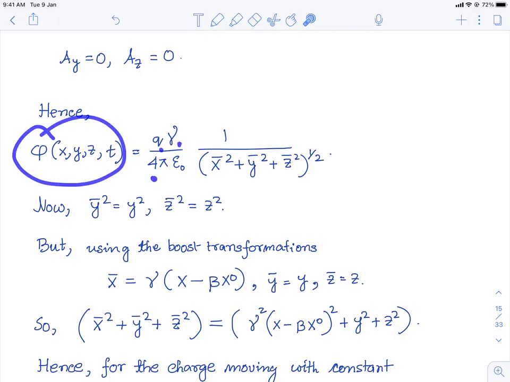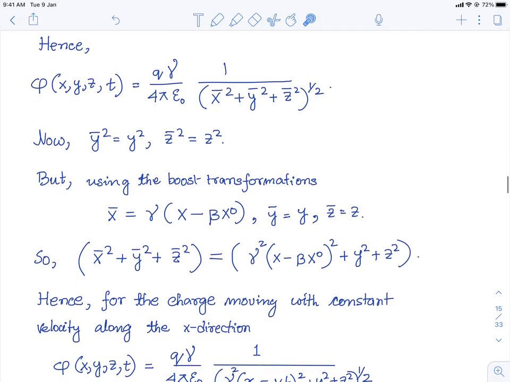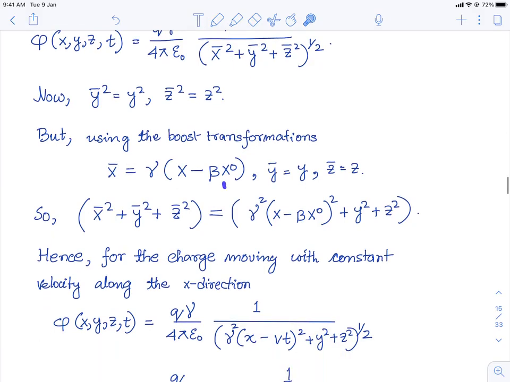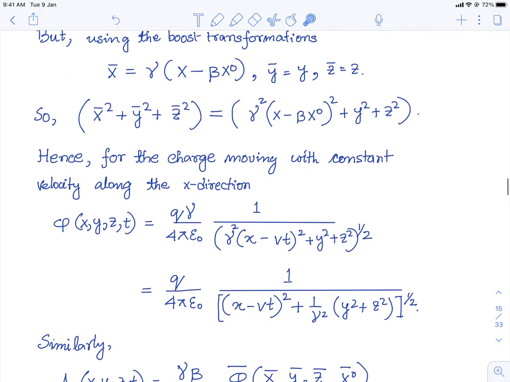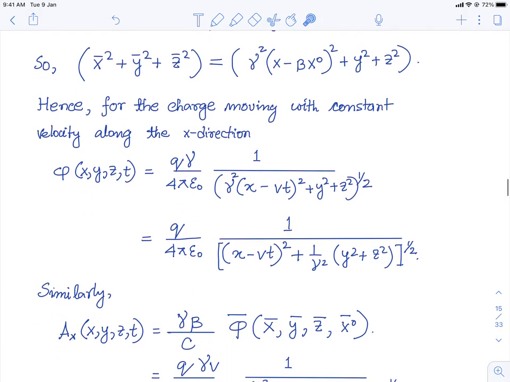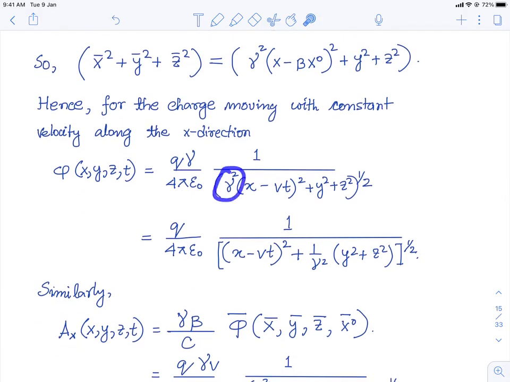It's q times gamma by 4 pi epsilon, and these are the bars. If these are the bars, we know what the coordinate transformation is. The y and the z do not transform because the boost is only along the x direction, and the x component gets mixed with time in this way. Then this thing is just ct, where that t is basically this time here. So we can express it in that way. This is the x square, and this is the y square and the z square. And this factor of gamma is here.